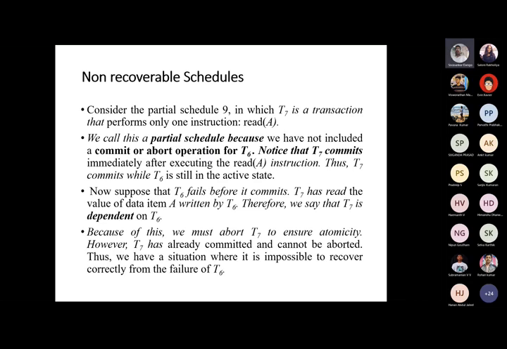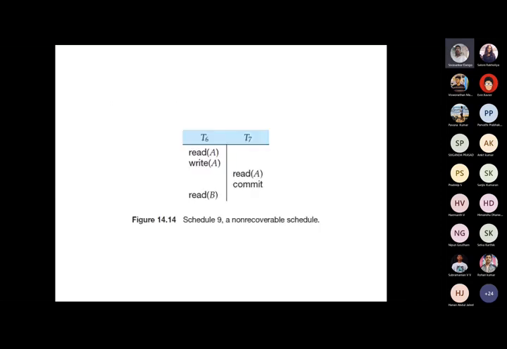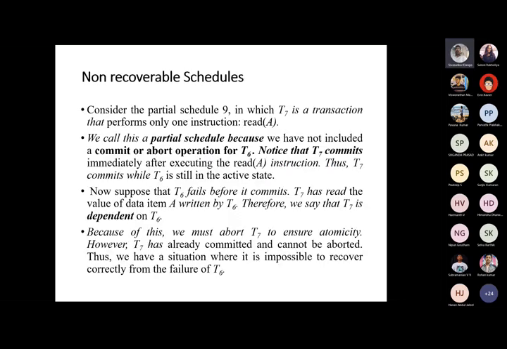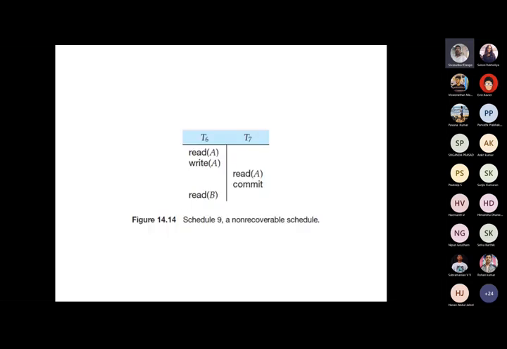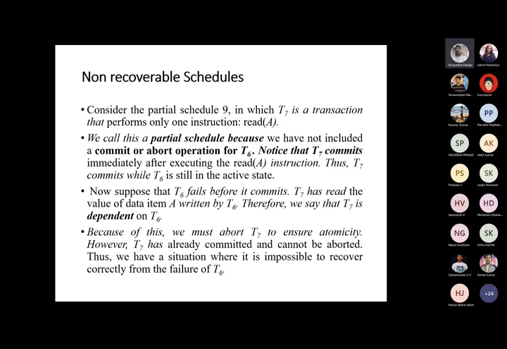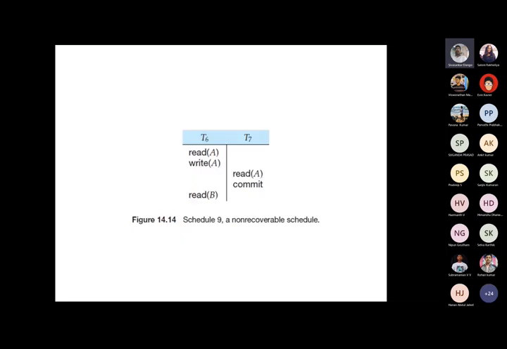So consider the partial schedule 9, in which a transaction T7 performs only one instruction, a read operation on data item capital A. We call this a partial schedule because we have not included a commit or abort operation for transaction T6. So no commit or abort operation is included for transaction T6.